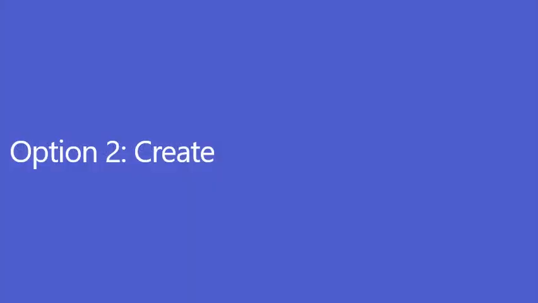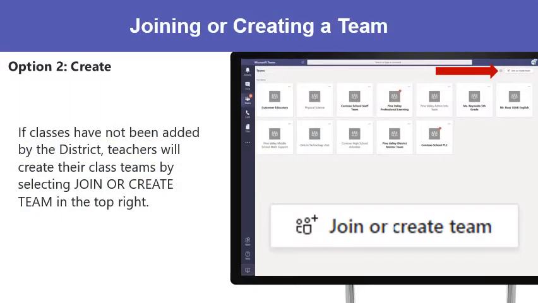Now we will explore option 2, where teachers will create their own classes if they don't see classes loaded in the district. So again, if classes have not been added by the district, teachers will create their class teams by selecting Join or Create Team, and this is located in the upper right-hand corner when you're on the Teams landing page. So to get to the Teams landing page, you would need to go to the app bar and select Teams. And in the upper right-hand corner, select Join or Create Team.